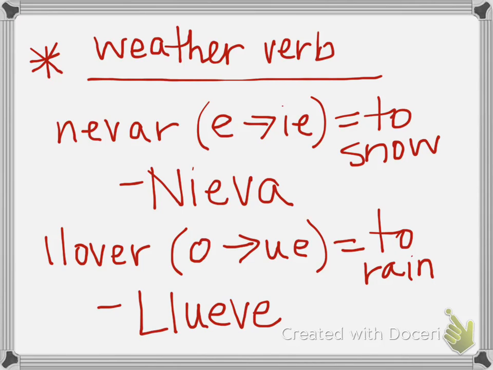So it's raining. Okay, remember, to express that something's happening right in this moment, to emphasize that, you would say está nevando, but you can also say nieva. And then está lloviendo or llueve.